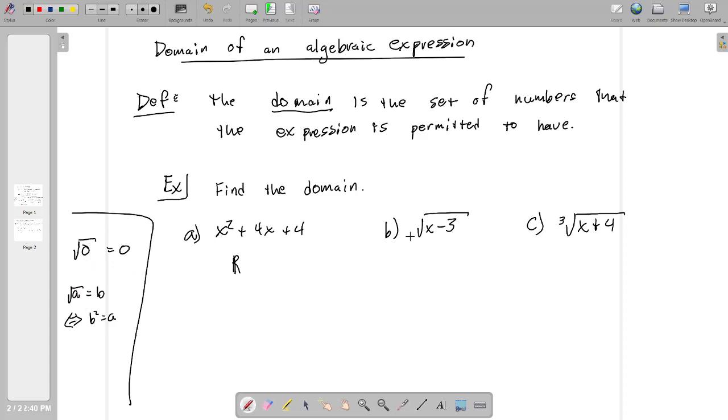So now that we've shown that we can actually have a 0 under the radical, we need to figure out where this is non-negative. So we need to know when x minus 3 is greater than or equal to 0. Because if it's negative, then the square root is going to give us an undefined value, and that value will not be permitted to be plugged in for x. So if we add the 3 over, we get x is greater than or equal to 3, and we're done. This will be our domain.